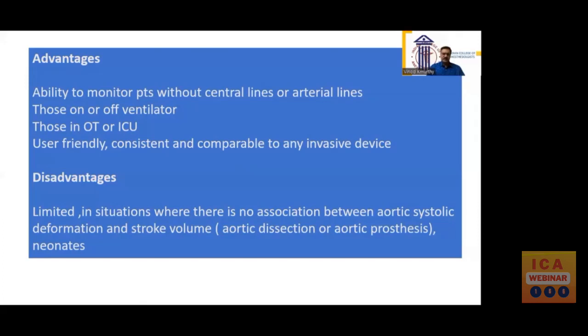The disadvantages are limited. It is not reliable in situations where there's no association between the aortic systolic deformation and stroke volume, as in the case of aortic dissection or aortic prosthesis. In neonates, the electrodes occupy almost the entire body of the child. So there are certain studies which indicate that it is not very reliable. Barring that, we have seen some reservations in using this monitor in patients who are undergoing laparoscopic or robotic surgeries, because we have found some conflicting results.